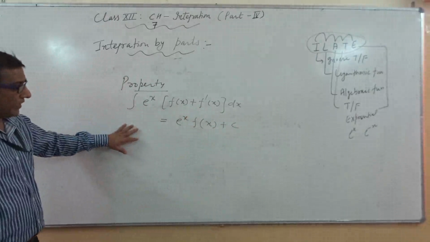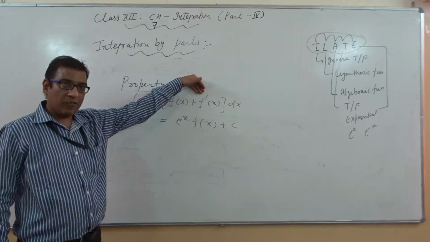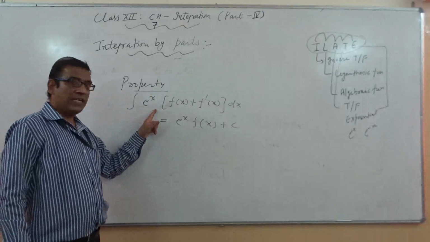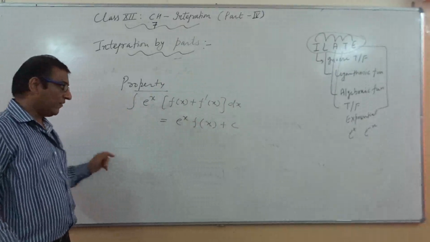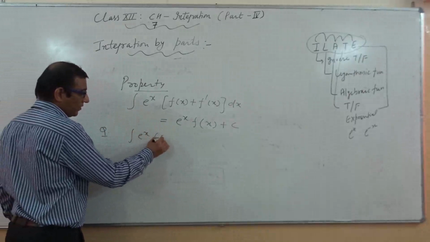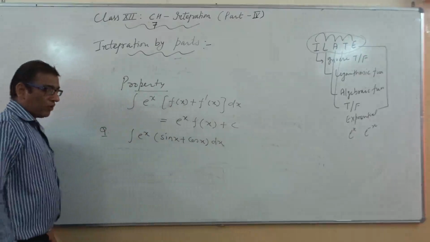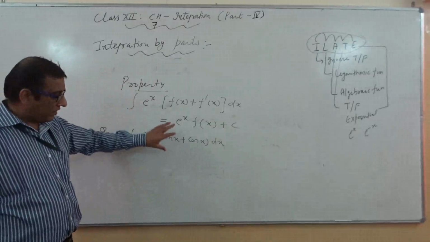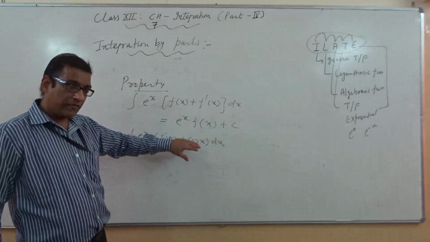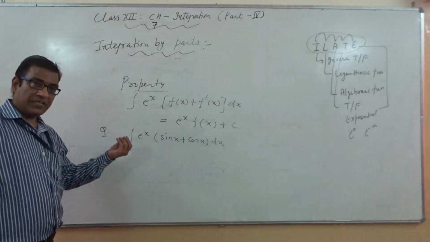If you see this property, the function is given, and at the same time the derivative of that function is also given. So with the help of this property, we will solve questions in which the function and its differentiation are both given. For example, I am taking one question here. If this type of question is given, how can we solve it? As you see here, sin x is the function whose derivative is cos x, which is already given. So with the help of this property, we will write the answer of this integration directly.